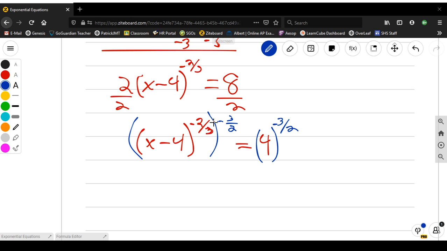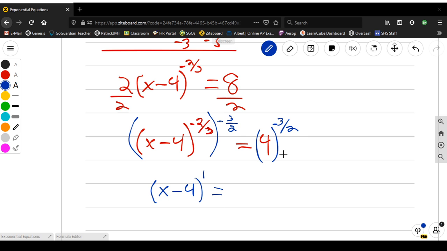By raising to the reciprocal power, these exponents multiply, and we're just going to get x minus 4 to the first. Real nice and easy. We get rid of all of those operations, the flipping, the squaring, the cubed rooting, by raising to that reciprocal power. All right? The exponent disappears over there.